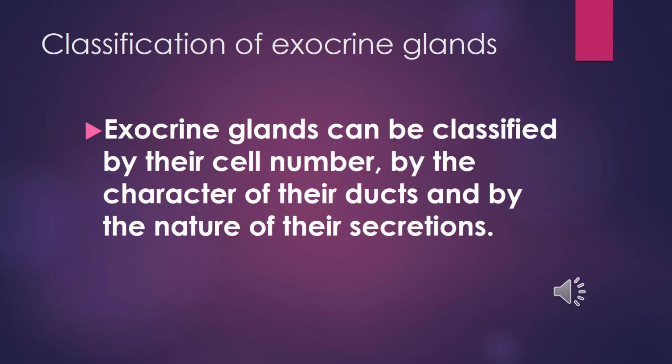Differences between glands: in a simple gland, just one duct is present. In a compound gland, there are more ducts, branched ducts. And concerning the nature of secretion, the secret may be mucus, serous, or mineral secretions.